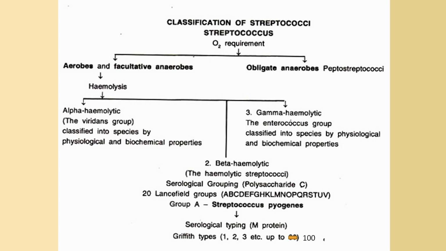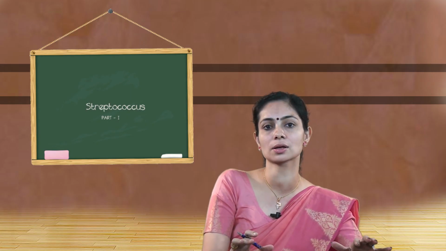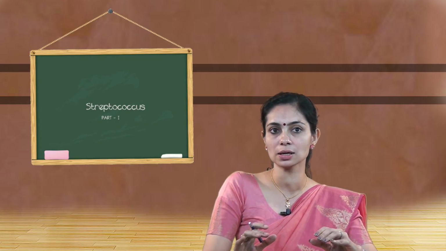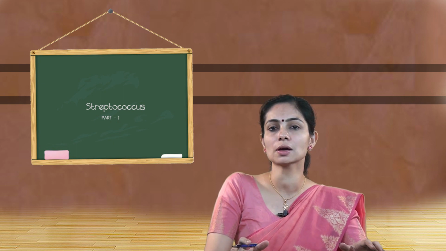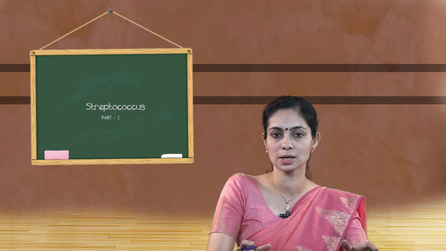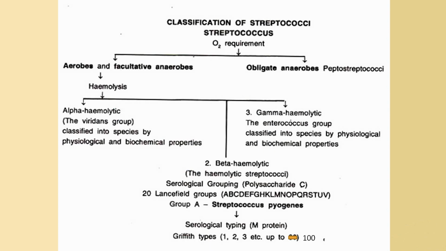The second category is obligate anaerobe. Now anaerobes are bacteria which cannot survive in the presence of oxygen. Obligate means they are very strict regarding this. That means they can die in the presence of oxygen. So we have only one example under obligate anaerobe, that is Streptococci.